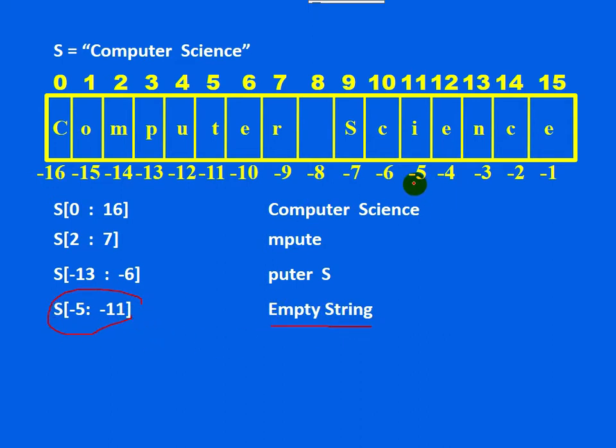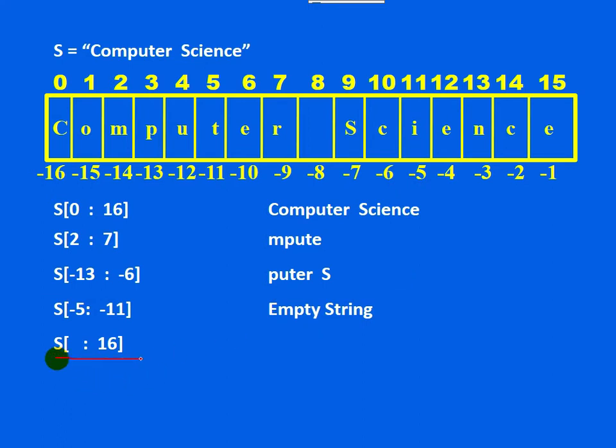So, starting with index minus 5 and ending with minus 11 minus 1, that is minus 12. From the starting point you cannot move backwards. You have to move forward. So this is an invalid statement. It does not result in an error. Please understand that the answer returned is an empty string. So if you make use of invalid statements, the answer is an empty string. It may come as a short answer type question.